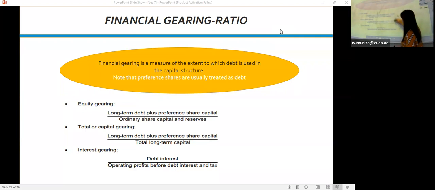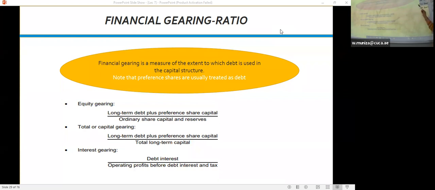Over here, the third one, if you can see, is interest gearing. That is debt interest divided by operating profits before interest and tax. So you will basically be seeing how much of your PBIT is covered by the debt interest payment. So that is interest gearing. The more it is, the riskier the operations are. When your total profit before interest and tax is covered more by the debt interest, it means the operations are becoming riskier, because before giving the dividends to the shareholders, the debt interest has to be paid. So when this is the case, the equity investors will require more and more return from it.